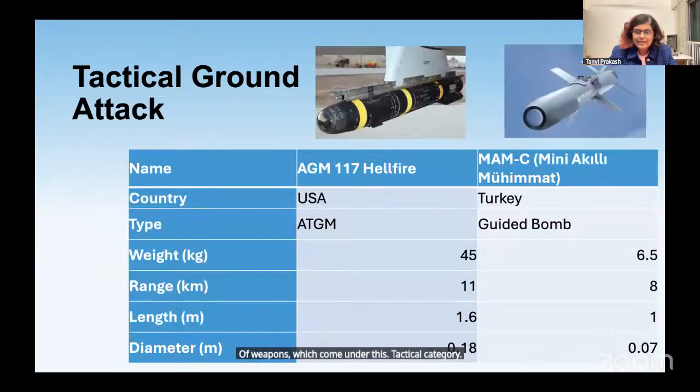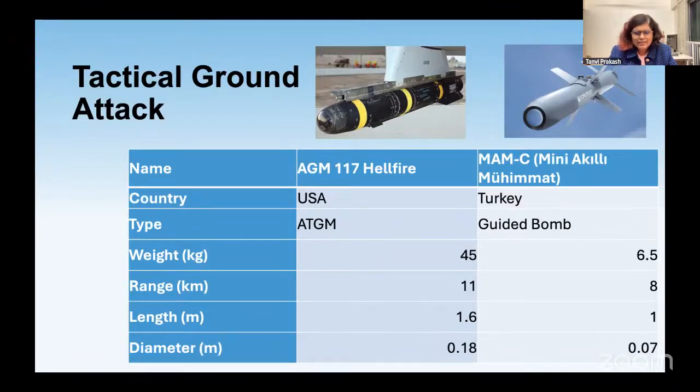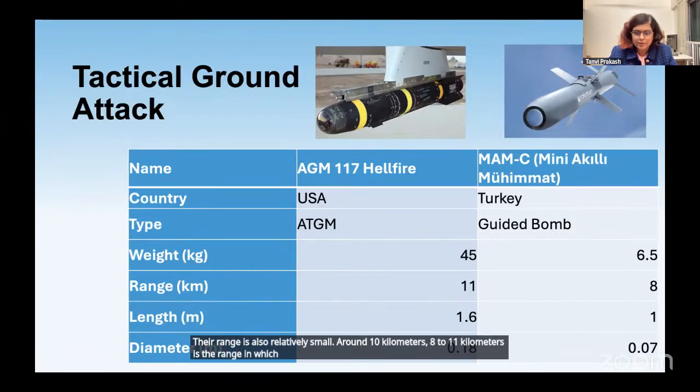And in reality, this is what they look like. You can see they are quite small. Small on the scale of other ammunition. So I want you to note, this is about 1.6 meters and 1 meter in length. Their range is also relatively small, around 10 kilometers. 8 to 11 kilometers is the range most of them are able to cover on the ground from the air.